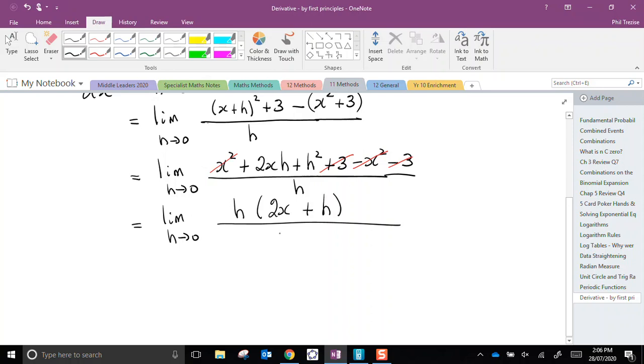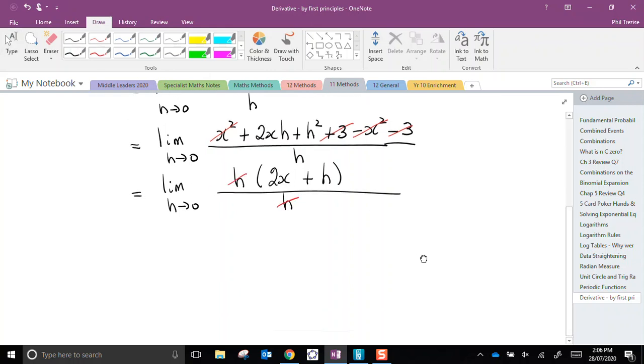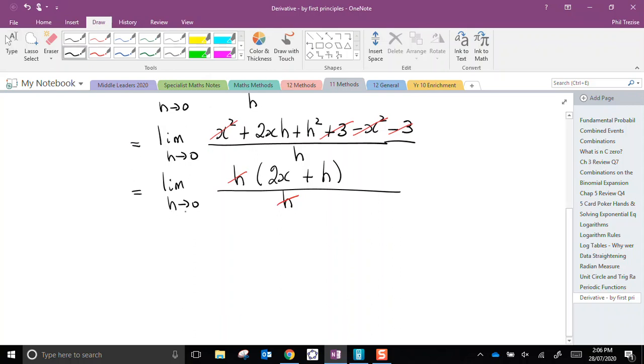Now I've taken a common factor of h, and there's still an h in the denominator. They will now cancel. At this point, I can substitute the value to evaluate my limit. If I was to try and evaluate the limit before this, I would have ended up with a divide by 0 catastrophe. I don't want that. But now I can substitute 0, and my expression simply becomes 2x.